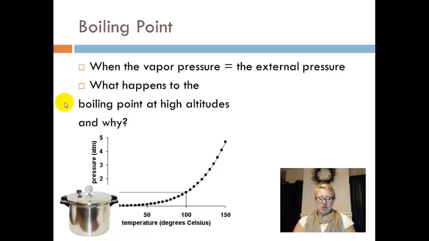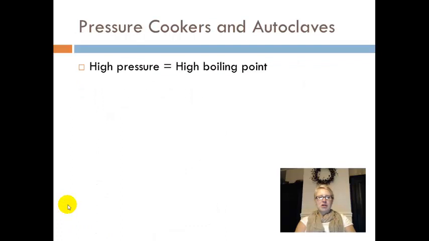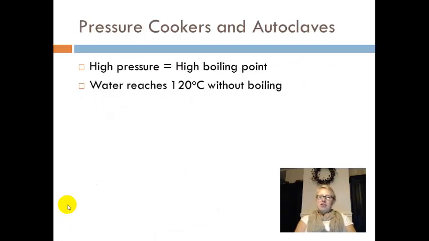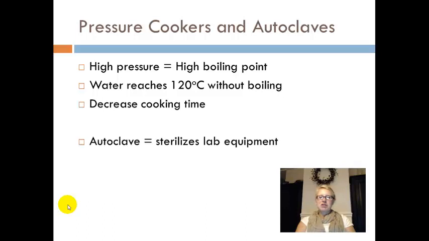Okay, this is where pressure cookers come in handy, because in a pressure cooker you increase that internal pressure, that pressure that's needed in order to boil, so you actually boil at much higher temperatures, which cooks your food faster. So the higher the pressure, the higher the boiling point, and in a pressure cooker the water reaches 120 degrees Celsius without boiling, because again that external pressure is so high that the molecules have to reach 120 degrees before they can escape into the gas. This decreases your cooking time.